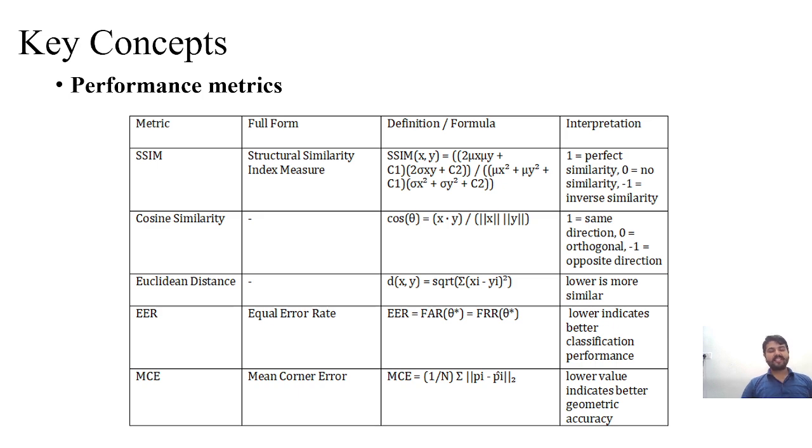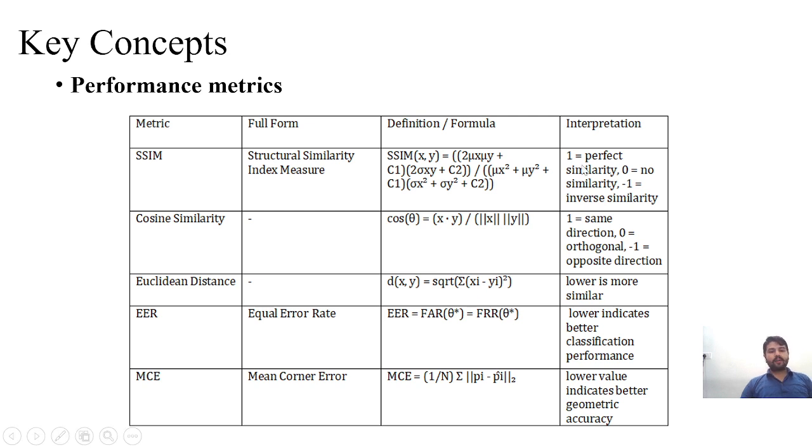Then the cosine similarity focuses only on the direction, not on the magnitude. If the value of the cosine similarity is 1, then we can say that this is a similar structure or in the same direction. Next is the Euclidean distance. It finds the straight line distance between 2 points. A lower value of the Euclidean distance specifies more similarity between the vectors or the features.